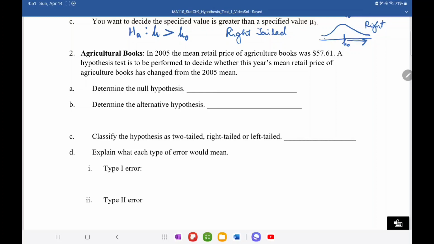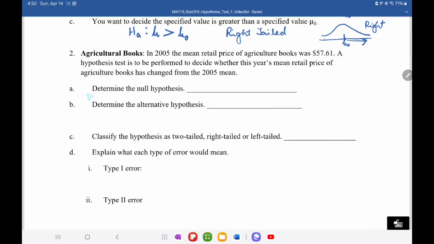Now, question number 2 is a word problem. It's an application-based word problem, followed by some questions related to this problem. So let's see what this problem is about. It's on agricultural books. It says here in 2005, the mean retail price of agriculture books was $57.61. A hypothesis test is to be performed to decide whether this year's mean retail price of agriculture books has changed from the 2005 mean.